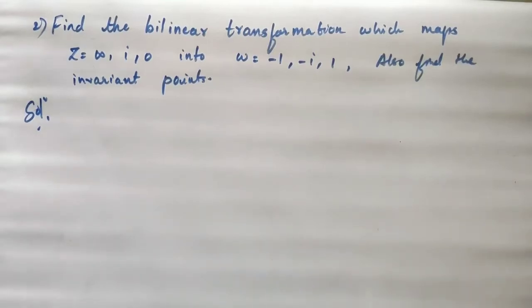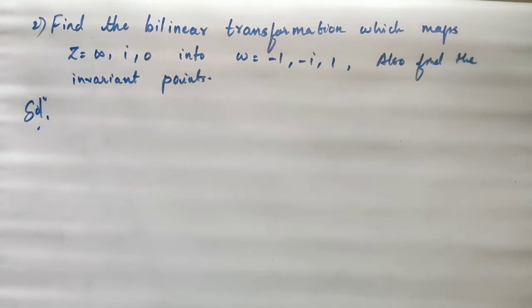Hello students, here is one more problem for you. Find the bilinear transformation which is mapping z equal to infinity, i, 0 into w equal to -1, -i, 1, and also find the invariant points, or you can say the fixed points.